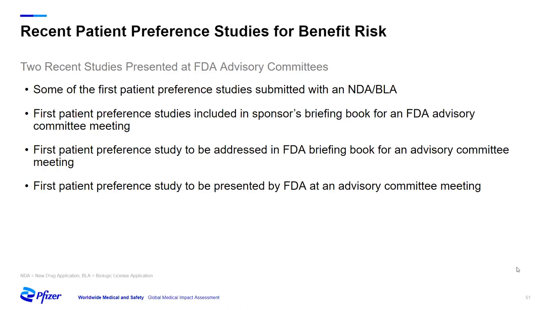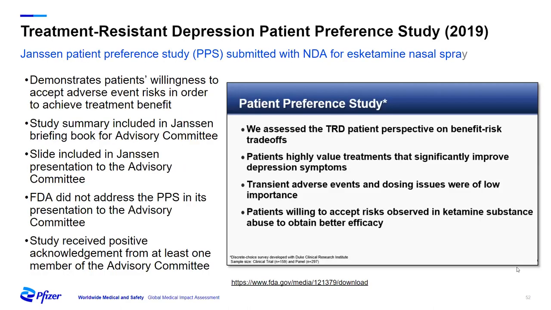The first one was a study by Janssen. They worked with the Duke Clinical Research Institute to develop a patient preference study to support the new drug application for esketamine nasal spray. They measured patients' risk tolerance. They presented this information to the advisory committee, and that was a first. Something that was submitted with the NDA and presented at an advisory committee is not something you see every day. So this really was a landmark event.